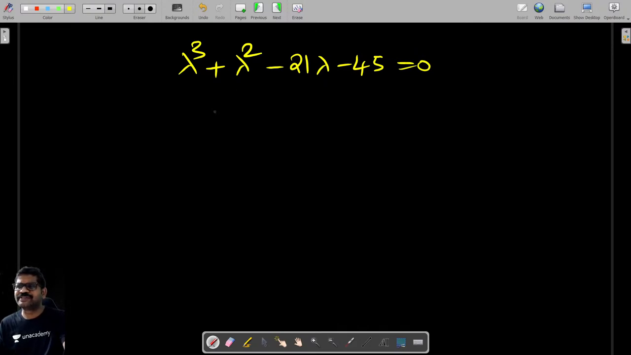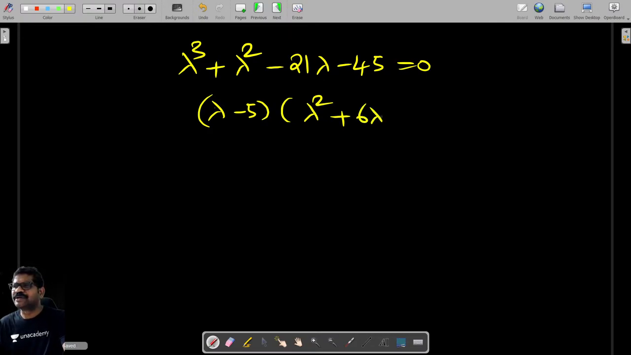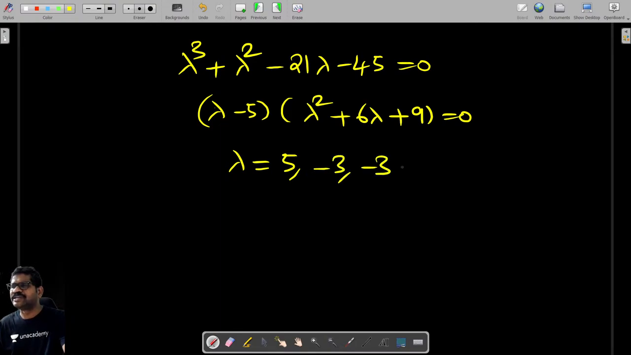So this can be written as lambda minus 5 into lambda square plus 6 lambda plus 9 equal to 0. Therefore lambda equal to 5. So lambda square plus 6 lambda plus 9 is lambda plus 3 whole square. That's why minus 3, minus 3. So the eigenvalues are 5, minus 3, minus 3.